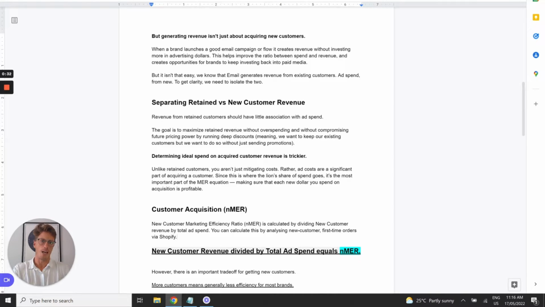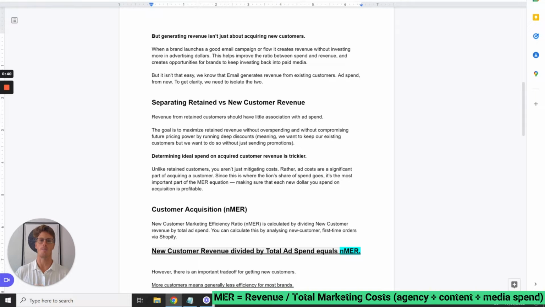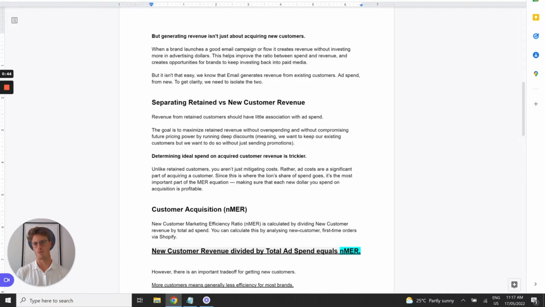As a reminder, MER is essentially your total revenue divided by your total marketing costs. So whether that's advertising and agency fees, all of that kind of bundled in together. And we know that MER makes up both new customers and returning customers, which is great. Therefore, we know that if your ad spend stays the same, then we can increase our email and returning customer rate, then we're going to improve our MER. Makes sense, we all get that.